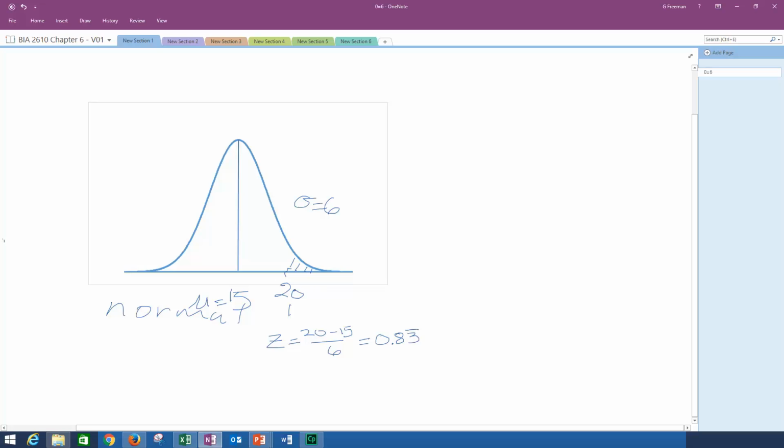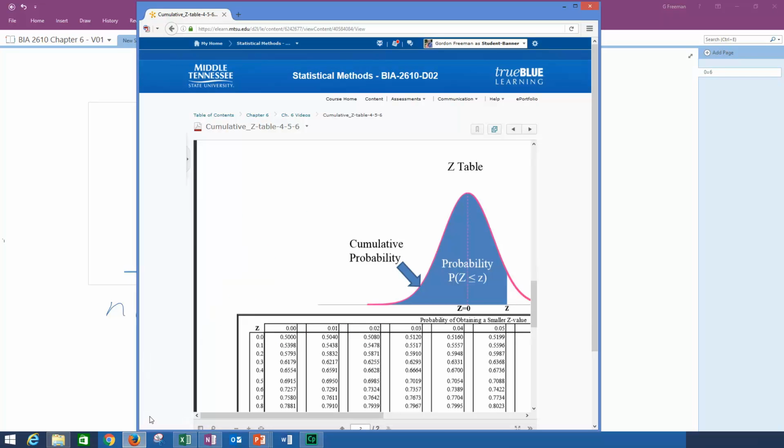Now I have the Z table. It's inside the D2L shell. I'm having to get used to this new type of input device. But if you look in Chapter 6, in the section for the Chapter 6 videos, it's just called Cumulative Z Table, and I have versions with 4 decimal places, 5 decimal places and 6 decimal places. Now what this table will let you do, one use of it, is figure out the probability that z is less than or equal to some value.